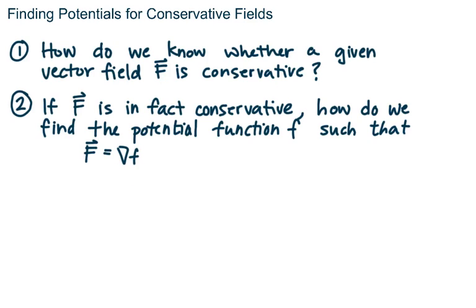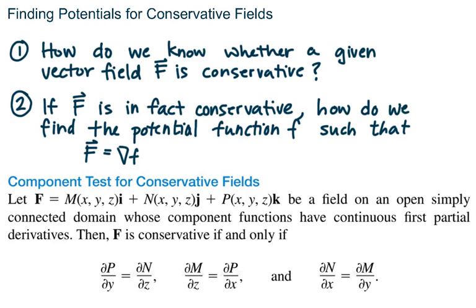And I know these are burning questions for you guys. Don't worry, we have a component test for conservative fields. What this component test says is that if we have a vector field on an open, simply connected domain, and the component functions have continuous first partial derivatives, then the vector field is conservative if and only if I can create all of these three equivalent partial derivative matchup equations.